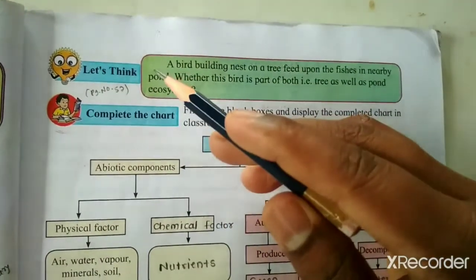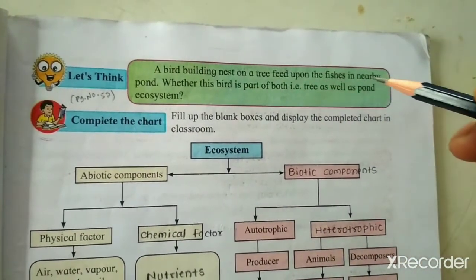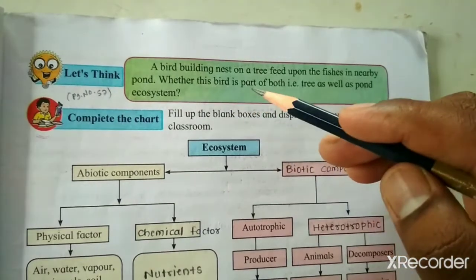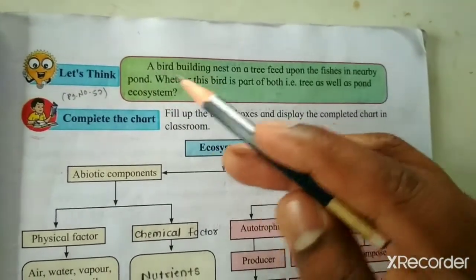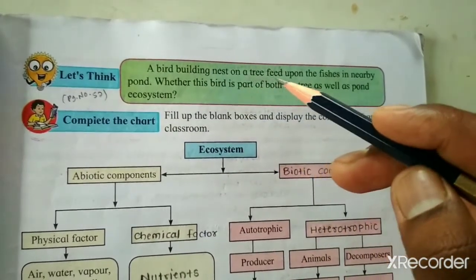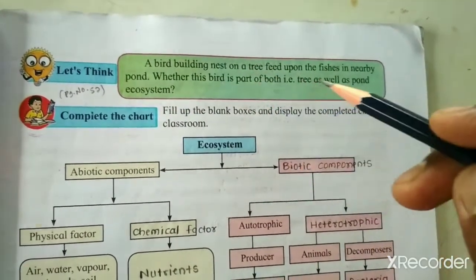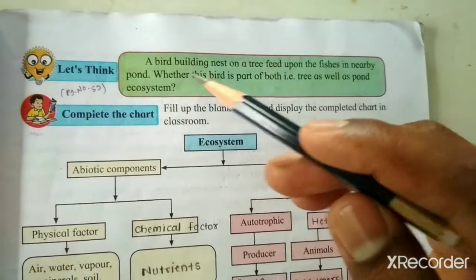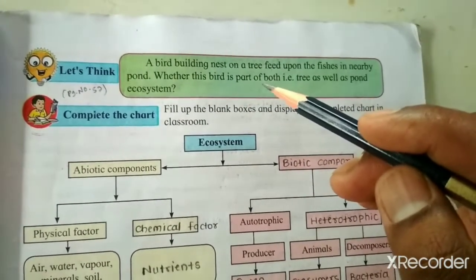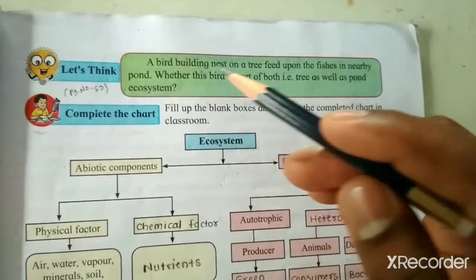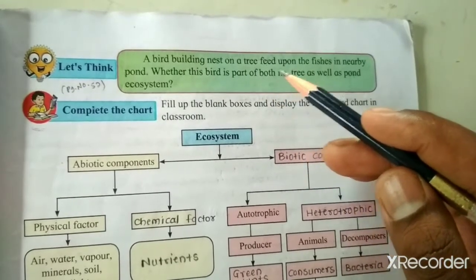Next one, let's think. A bird building a nest on a tree feeds upon the fishes in a nearby pond. Is this bird a part of both the tree as well as the pond ecosystem? Yes, the answer is yes. The bird is a part of both the tree and the pond ecosystem because the bird feeds upon the fishes in the pond and also resides on the tree.